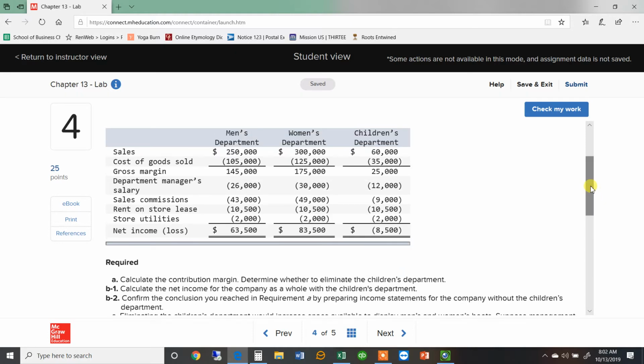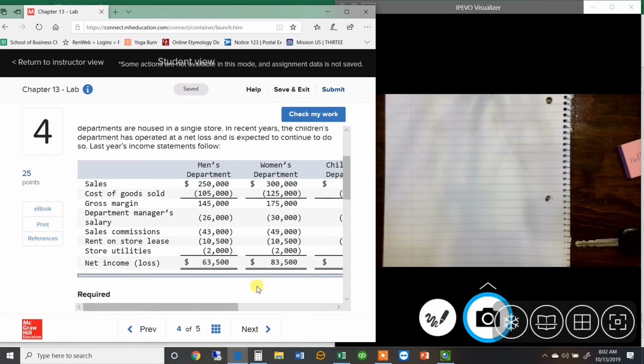So you need to take into consideration what costs will go away, what income will go away, and ignore the stuff that will not go away for that contribution margin. So what is the children's department contributing overall to the entire store? Okay, so when I look at this, I'm going to go ahead and pull my document camera up again.